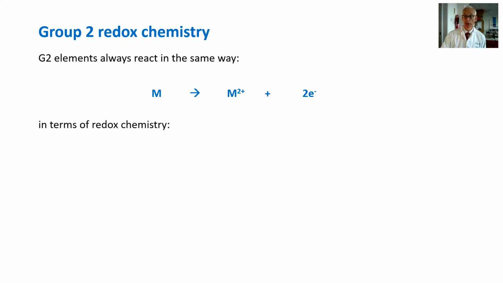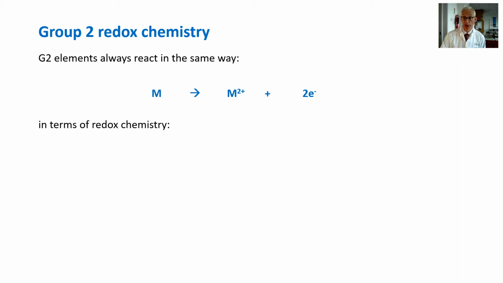Now, in terms of redox chemistry, oxidation and reduction, at least 3 things can be said interpreting that equation. Please pause the video, think back about redox chemistry, and write down what you can about group 2 redox chemistry.